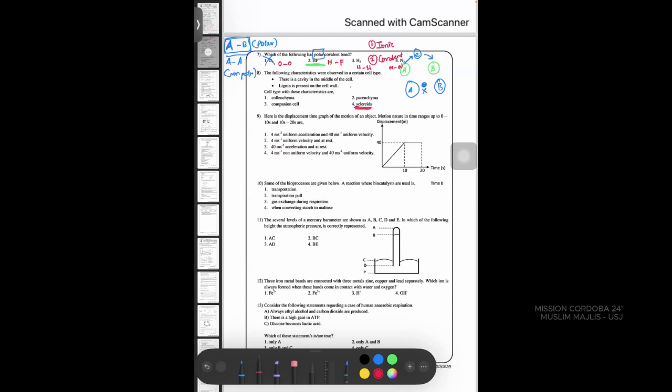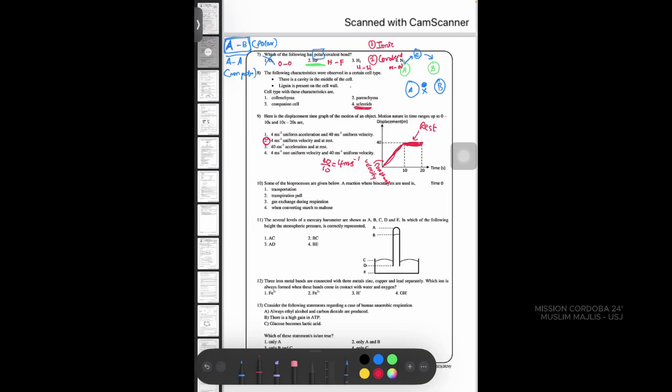Next, the displacement time graph of the motion of an object. What is the nature of the motion in the time ranges 0 to 10 and 10 to 20? In a displacement time graph, the gradient gives you velocity. From 0 to 10, the gradient is the same, so we have constant velocity. What is its value? Take the gradient: 40 divided by 10 is 4 m/s. From 10 to 20, it is at rest, because this is a displacement time graph. So the first portion is uniform velocity, the second portion is rest. The answer is answer number 2.